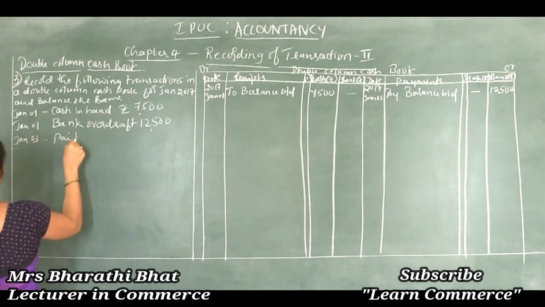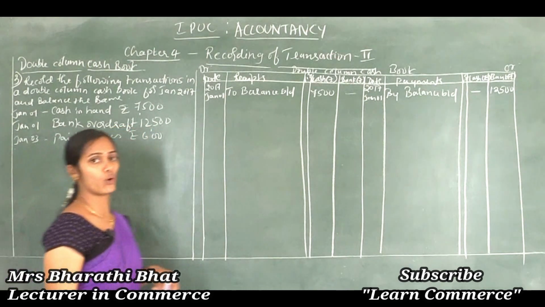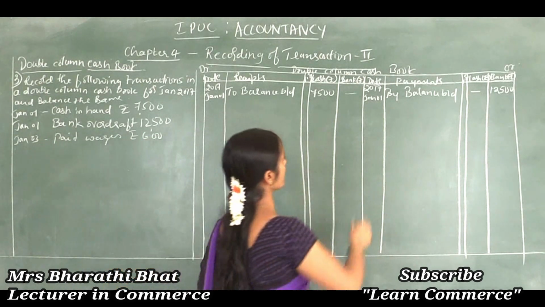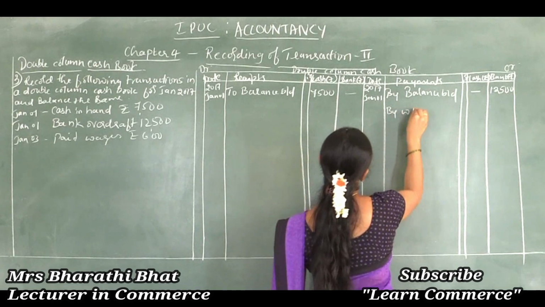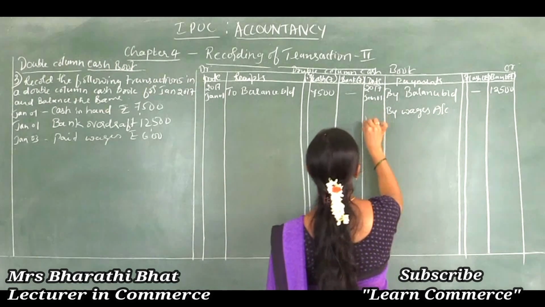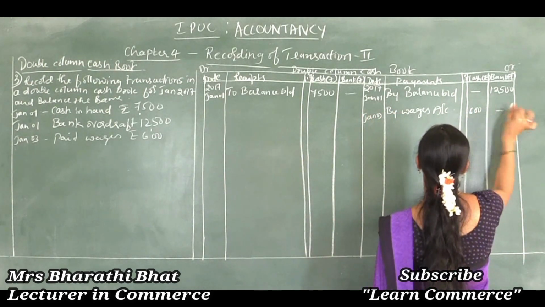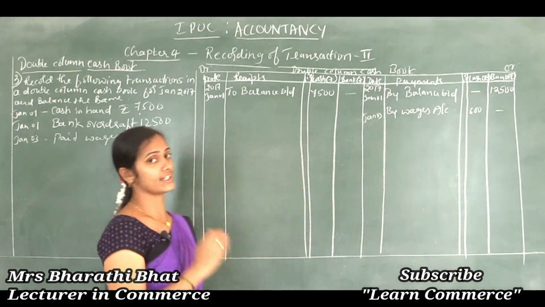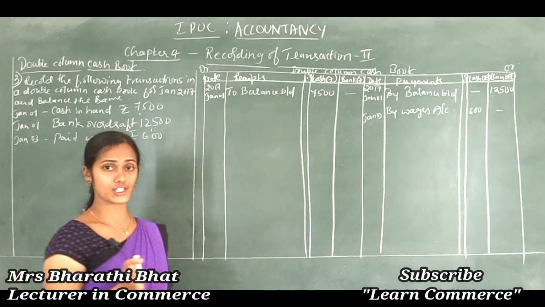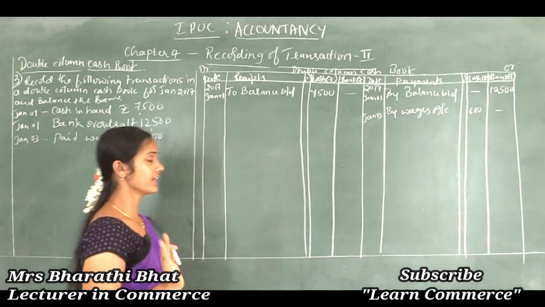So the next transaction, Jan 3, paid wages, amount 600. All the payments we should record on the credit side. So how can we record this? By wages account, very simple. Mention the date Jan 3, amount 600 in the cash column. Why? Because it is not mentioned whether the wages were paid by cheque. That's why we assume it is a cash transaction and record the amount under the cash column.